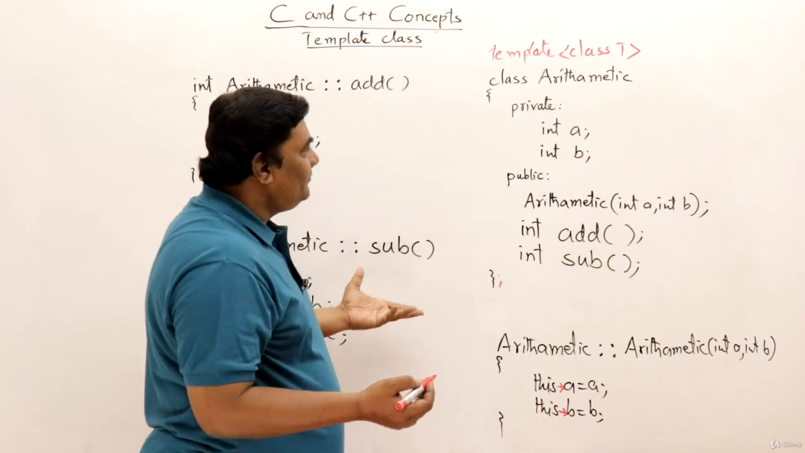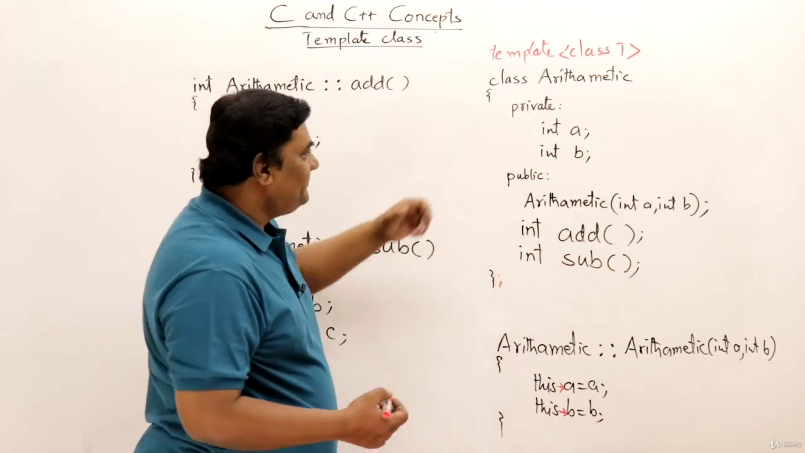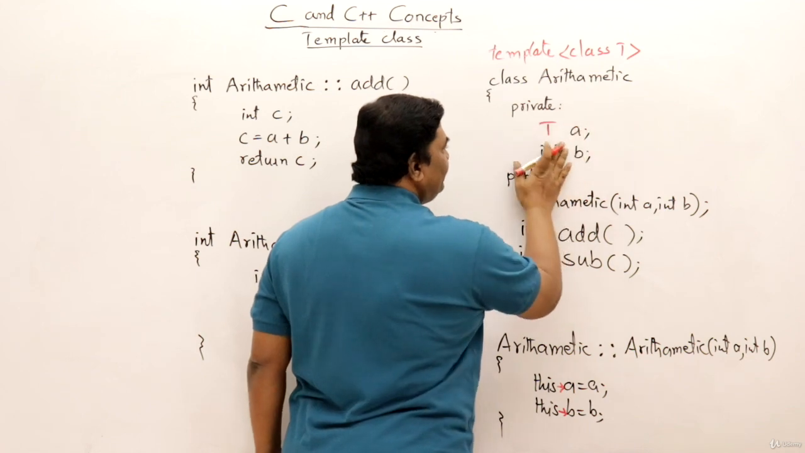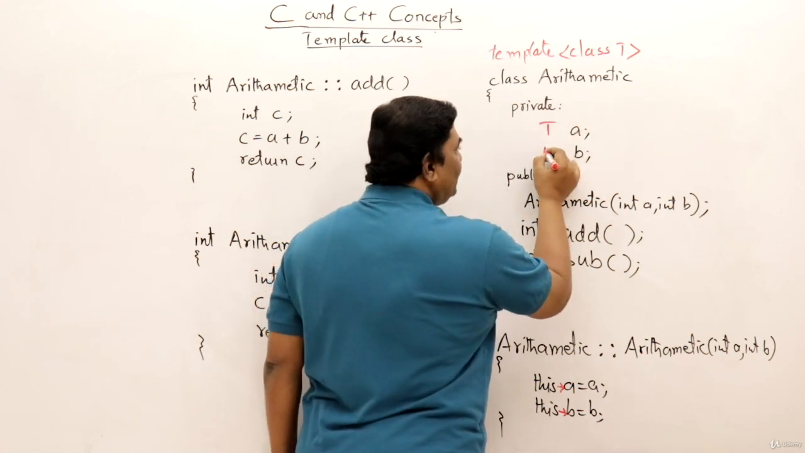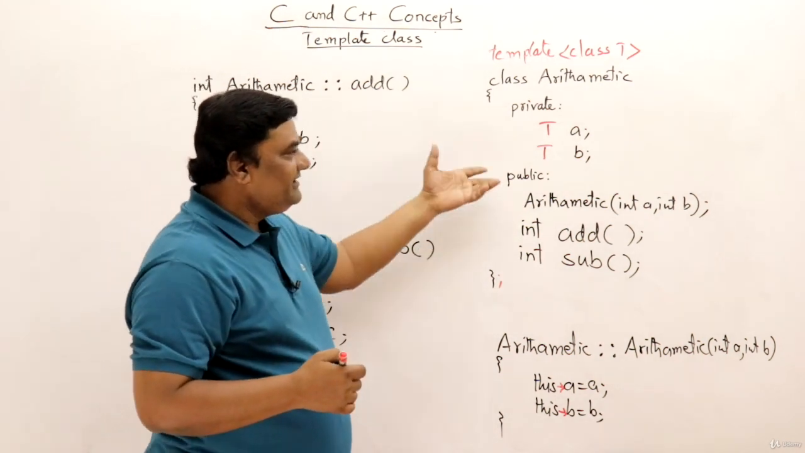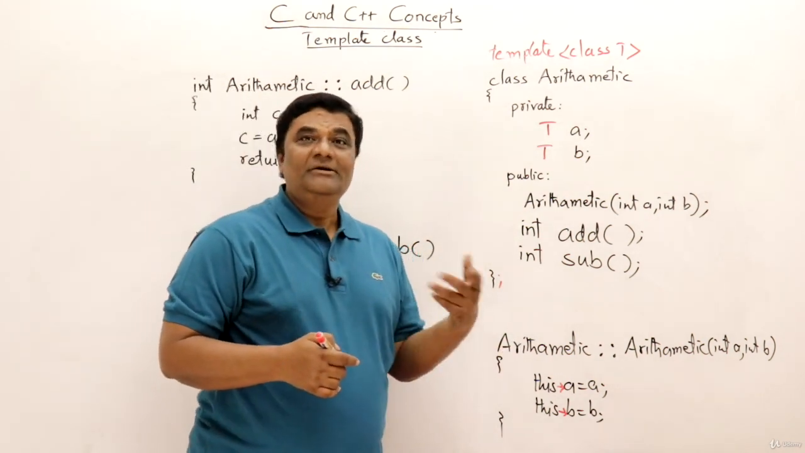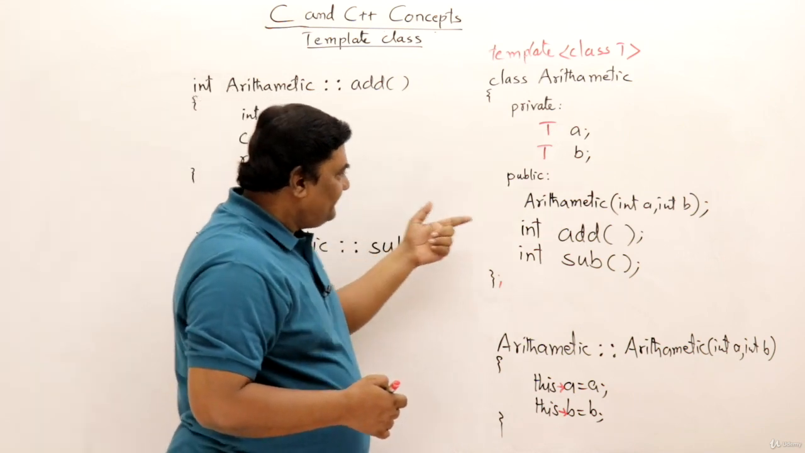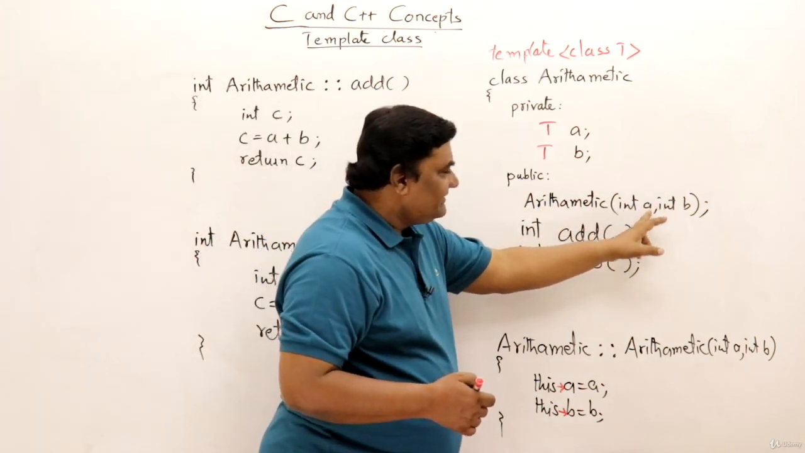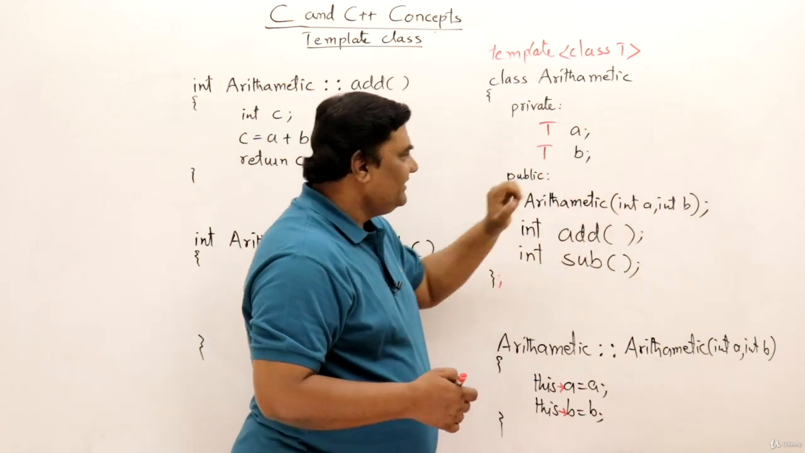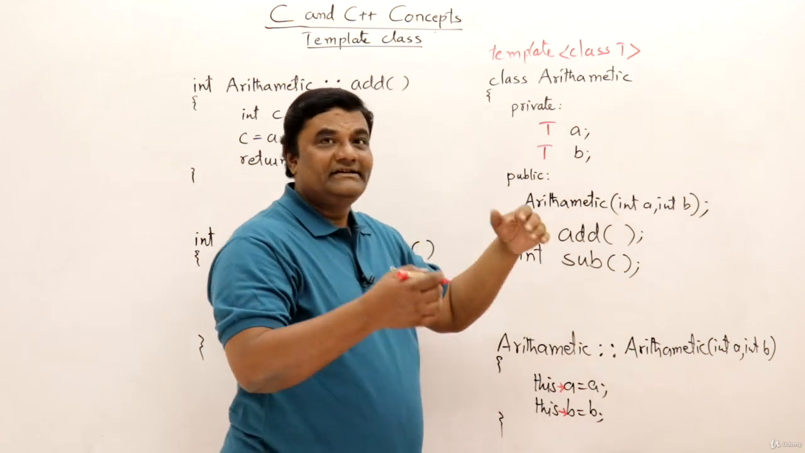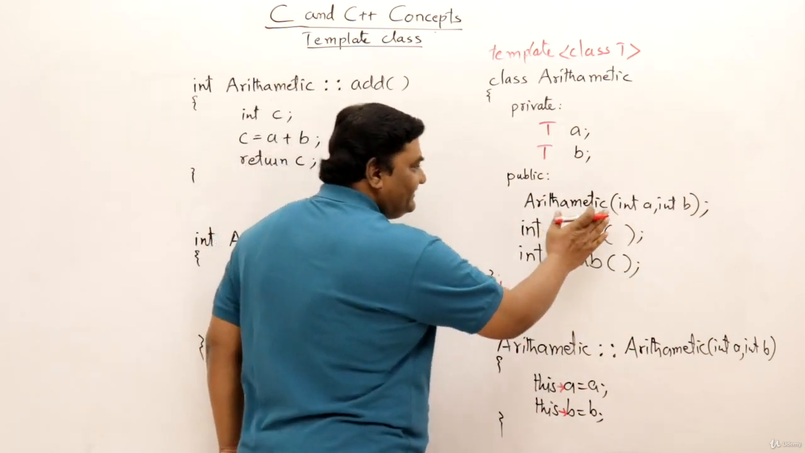Now which part do you want to make generic? These data members. So call them T, meaning no specific data type, a generic data type. Whatever data type you want, you can make that data type. So T can become integer, T can become float, or T can become double, anything. Now coming to the arithmetic parameters, what are these? This value will be stored here, this value will be stored here. So what is the data type of this? T. So what should be the data type of this? That also T. Okay, change it to T.